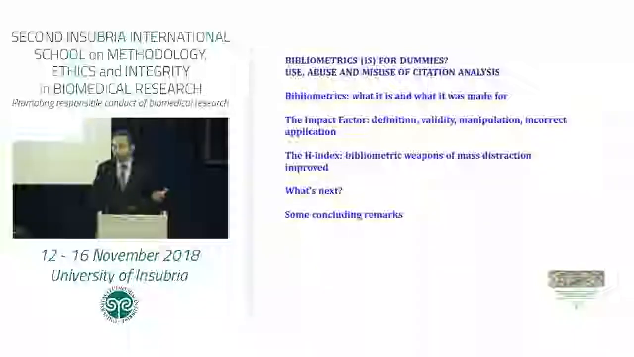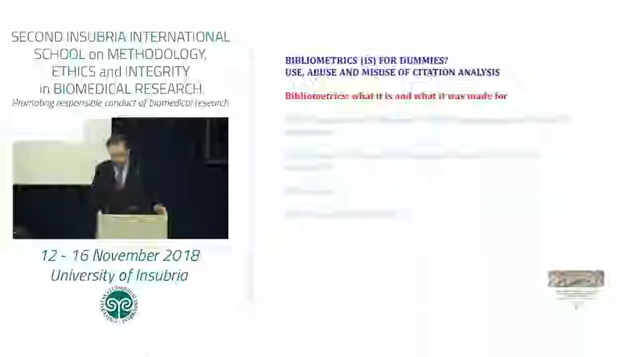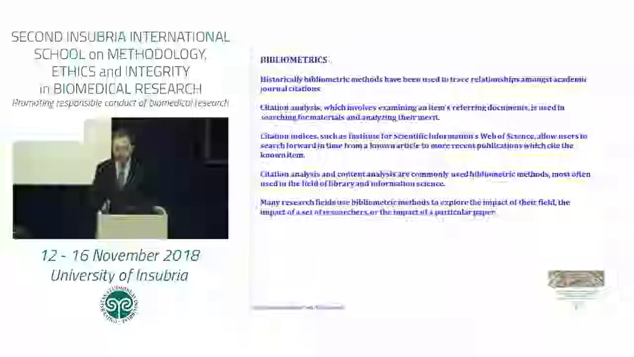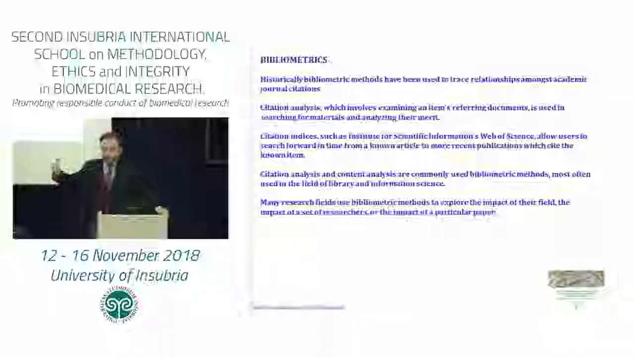First of all, what is bibliometrics and when it was born, how and for which kind of application. Historically, bibliometrics is not so old, and it grew up basically, as you see here, to trace relationships amongst academic journal citations. So what does it mean? Basically, bibliometrics is founded on citation analysis, that is the analysis of citations that publications receive by subsequent publications. Basically, the analysis of the reference section of publications.